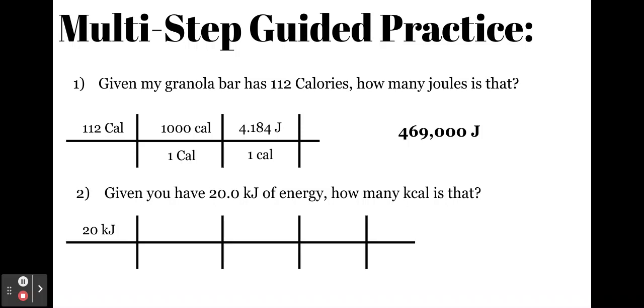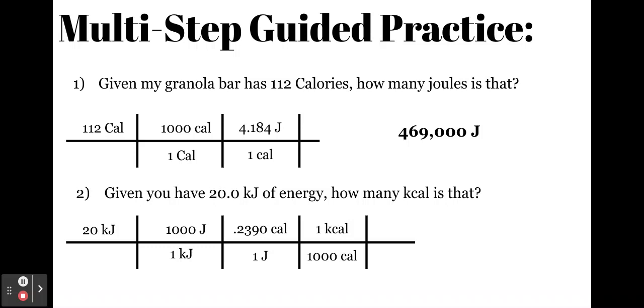Now, number 2 is a 3-step problem. So you're going to go from kilojoules to joules to lowercase c calories to kcal. Now, you want the kilojoules to cancel, so 1 kilojoule is equal to 1,000 joules. And you want the joules to cancel, so again, joules is on the bottom, calories is on the top.